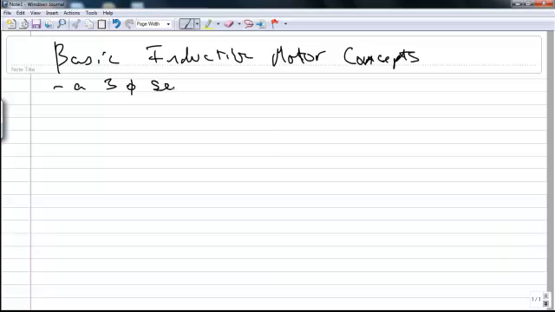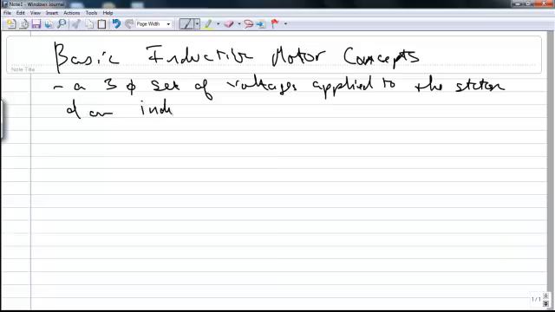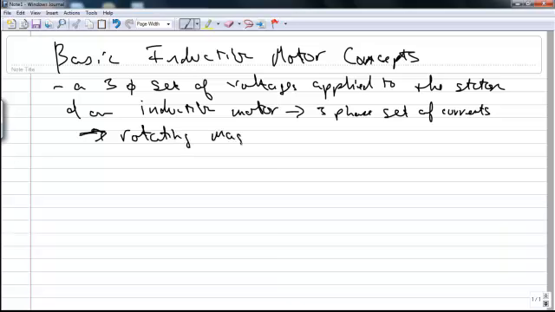So a three-phase set of voltages applied to the stator of an induction motor gives rise to a three-phase set of currents, which then gives rise to a rotating magnetic field, which we are going to call B sub S. And let's assume that it rotates in the counterclockwise direction.